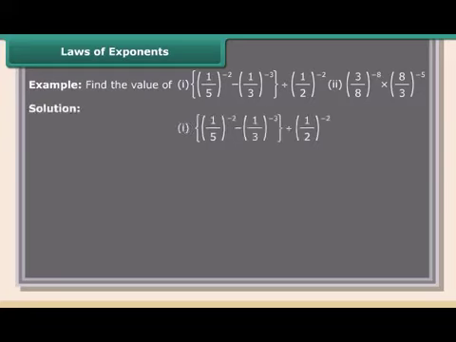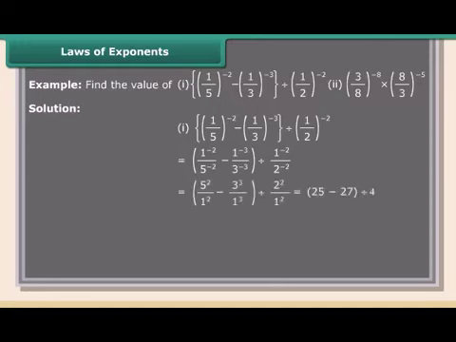Solution. (1/5)^(-2) minus (1/3)^(-3) divided by (1/2)^(-2) is equal to 1^(-2) upon 5^(-2) minus 1^(-3) upon 3^(-3), divided by 1^(-2) upon 2^(-2), which is equal to 5^2 upon 1^2 minus 3^3 upon 1^3, divided by 2^2 upon 1^2.